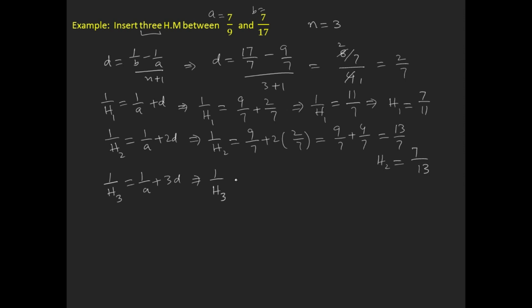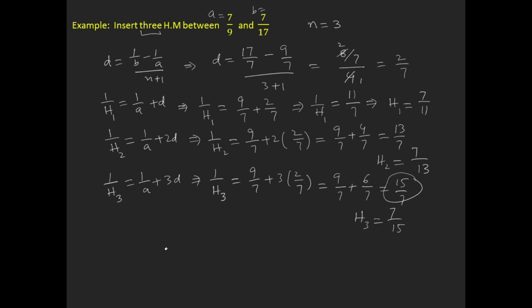Now for the third harmonic mean, we use this formula. 1 over H3 is equal to 1 over A plus 3 into 2 divided by 7. So this means 9 divided by 7 plus 6 divided by 7, which is 15 divided by 7, and this value is for 1 over H3. So what is H3? H3 is 7 divided by 15.